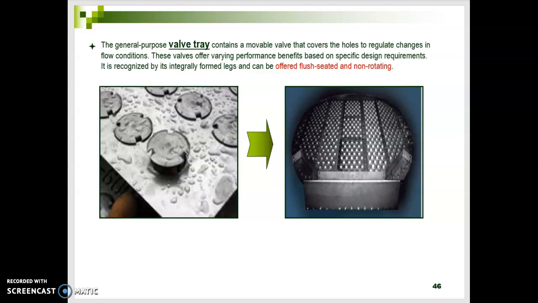So each tray design depends on the design requirement, the chemical or material used inside the column, and its velocity and loading.